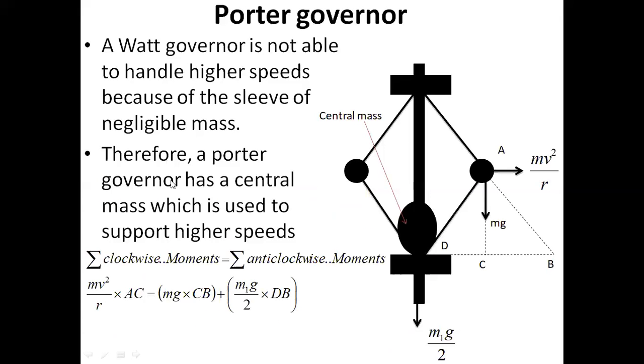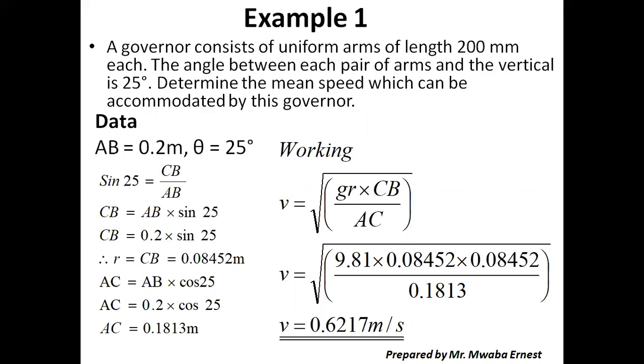How does that make sense? Because this is CB, which is opposite that angle, which is the angle between the arm and the vertical, and this is the hypotenuse. So CB over AB gives us sine of an angle. And that's how come we have this. Then making CB the subject, AB times sine, that we substitute.